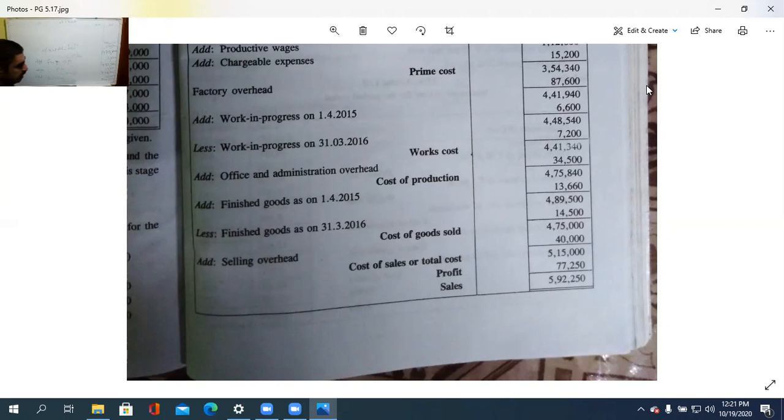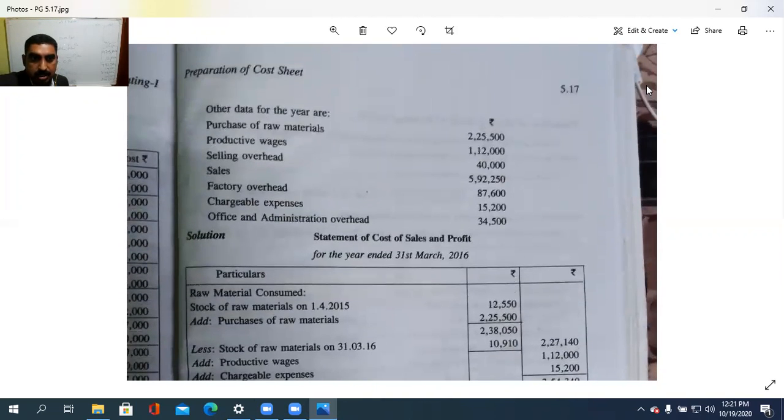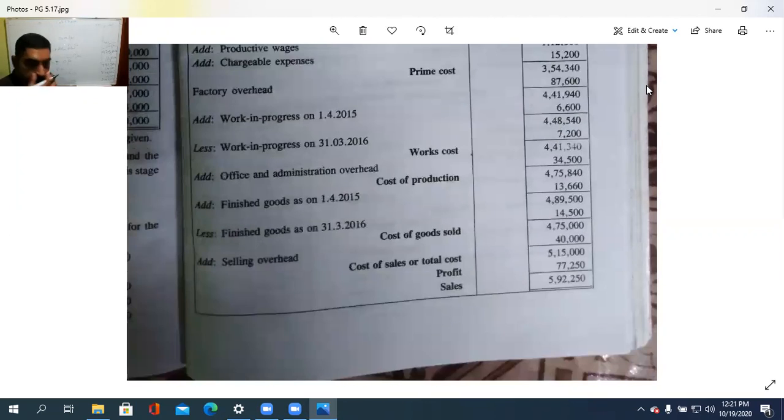So add or deduct profit. So sales, how much? We are putting the sales. Sales is how much? 5,92,250. I think that is given in the question here. So sure, sales is more than the total cost of sales. So there is a profit. So profit, how much it is? 77,250 is the profit.